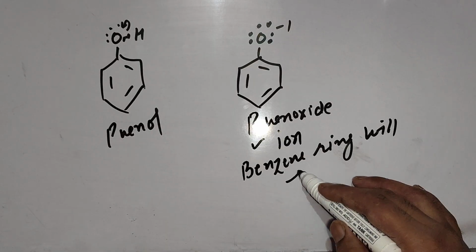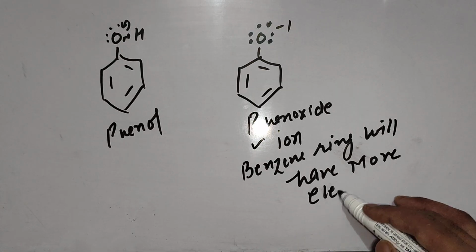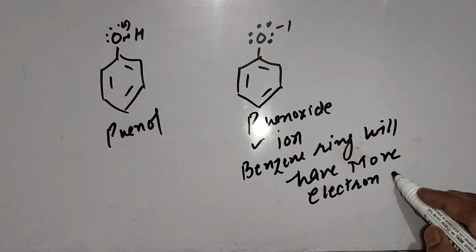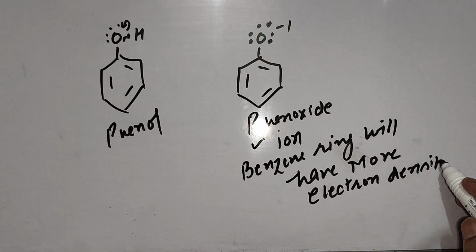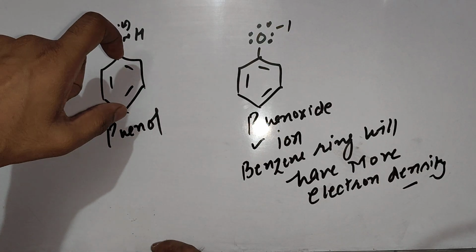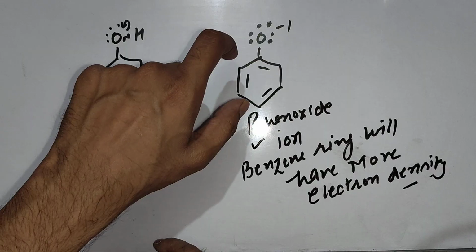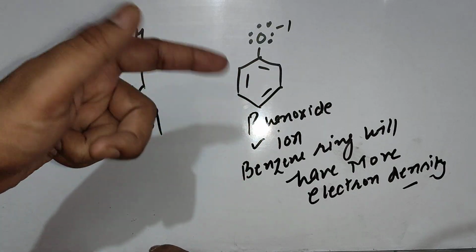will have more electron density as compared to phenol. To understand the concept, this must be clear. The benzene ring of which will have more electronic density, means more amount of electrons? Phenol benzene ring or phenoxide? The answer is phenoxide benzene ring will have more electronic density. Reason? Let's check.